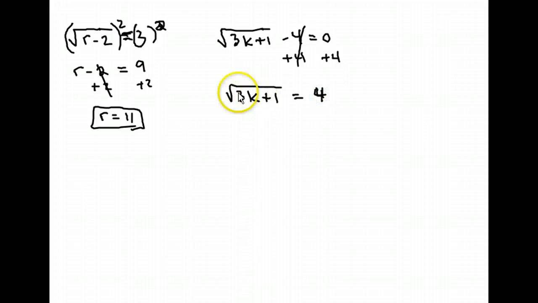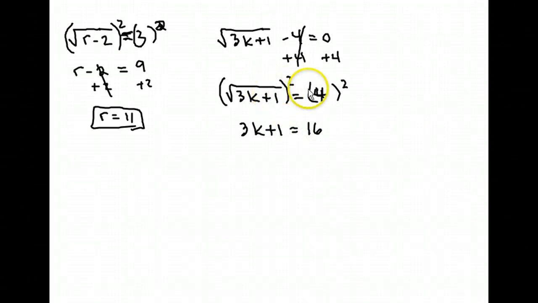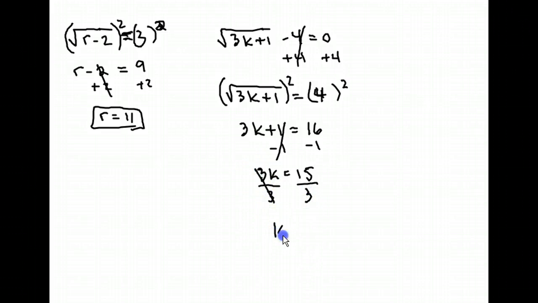And so now that the square root's all alone on one side of the equation, we can square both sides. And we end up with 3k plus 1 on the left side equal to 16 on the right. Because when you square a square root, all you do is get rid of the square root. And 4 to the second power will give you 16. So to solve it, you subtract 1 from both sides, and you end up with 3k is equal to 15. And then you divide both sides by 3 to get k isolated, and you end up with k is equal to 5.